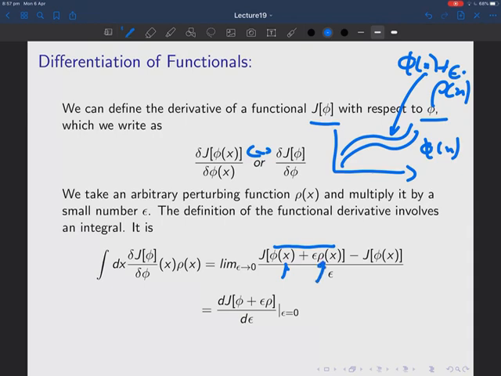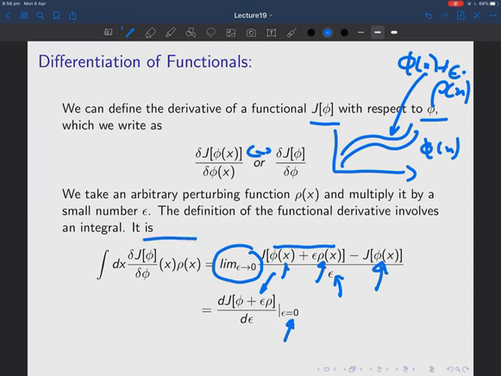Okay, so here you can see phi of x plus epsilon times rho of x. Then we subtract off the original bit we had, the original functional j of phi of x. We divide through by epsilon, and we take the limit as epsilon goes to 0. And that, of course, is the same thing, if you think about it, as dj d epsilon, using ordinary calculus, at epsilon equals 0.